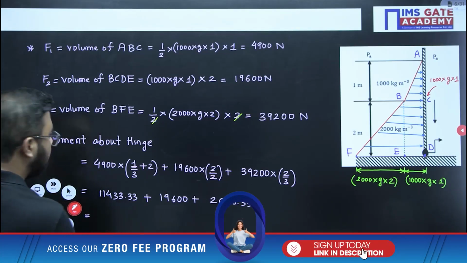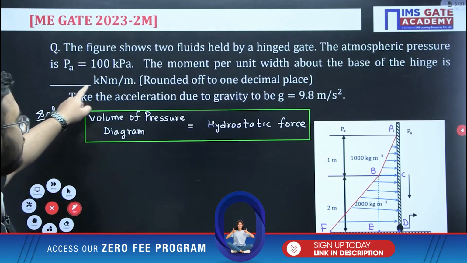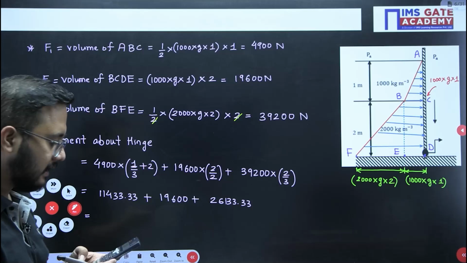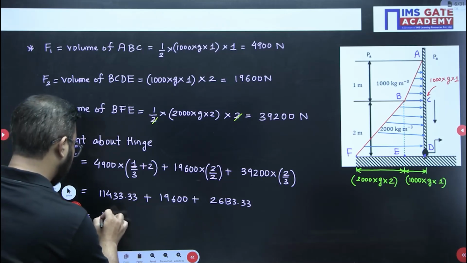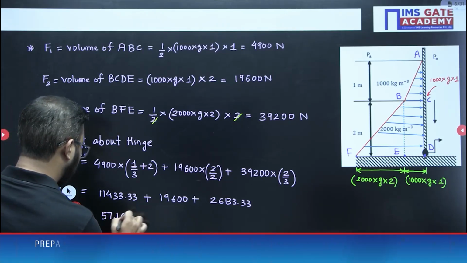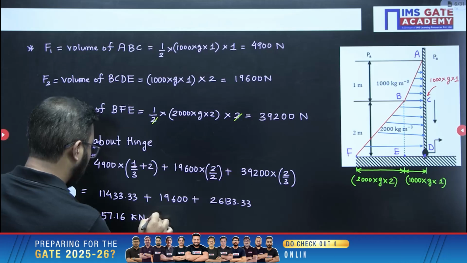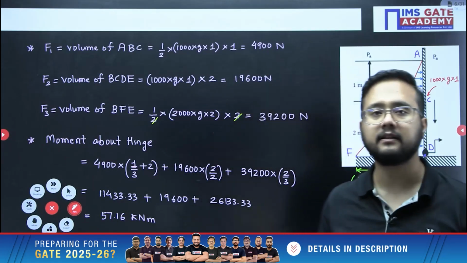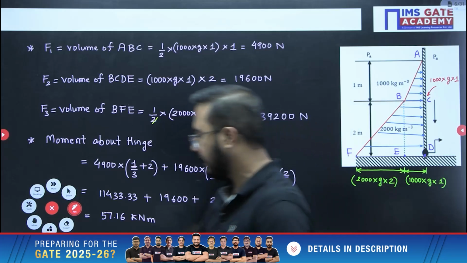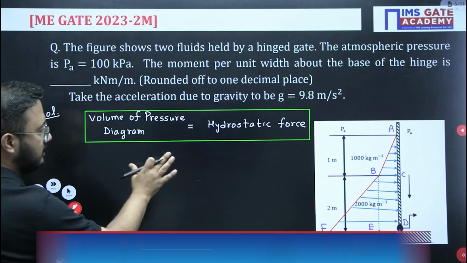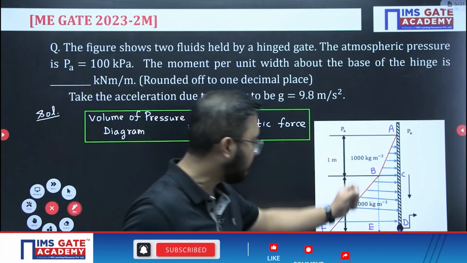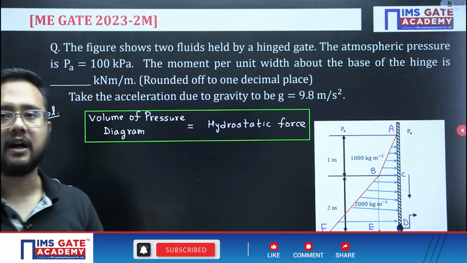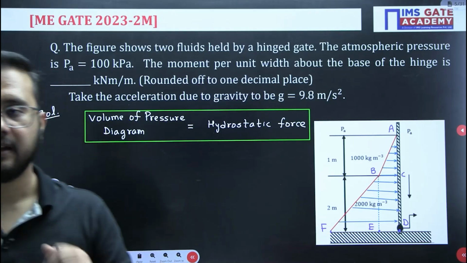So they have asked the value in kilonewton, right? So if I just divide it by 1000, you will be getting 57.16. 57.16 kilonewton meter, that will be the answer. So again, please focus on the concept, like how you will draw the pressure diagram, how you will mention the pressures here. That is the very important part of the question. Okay.